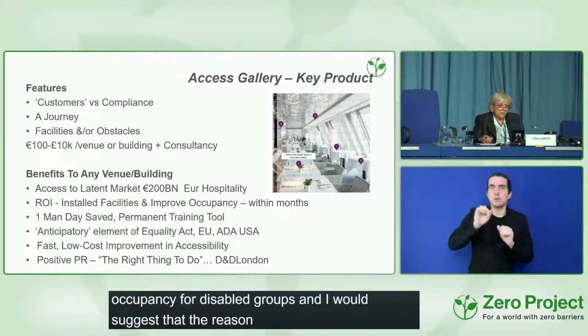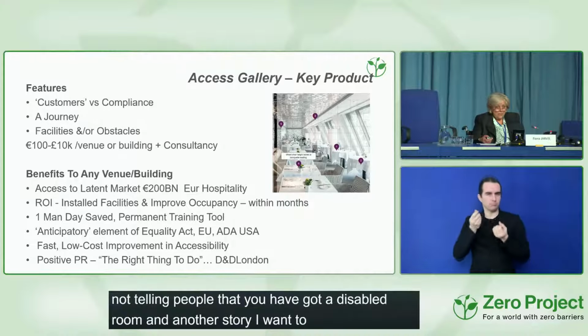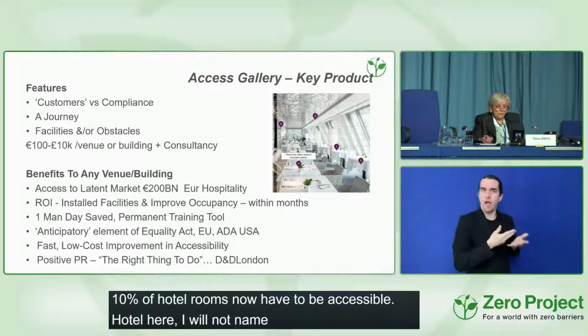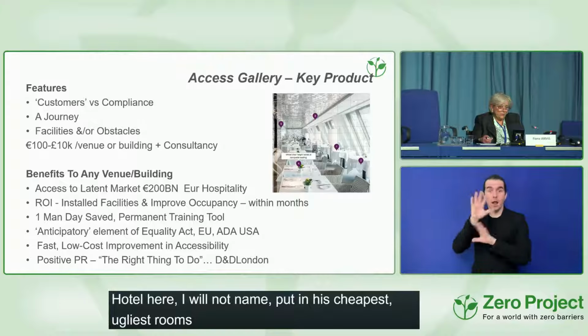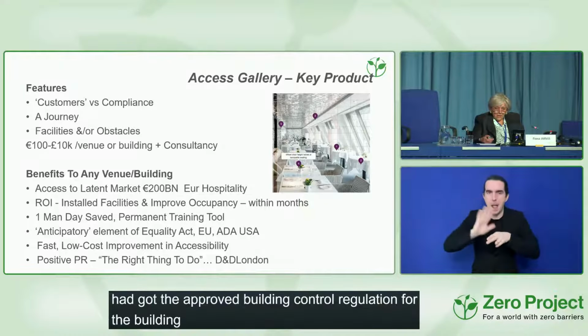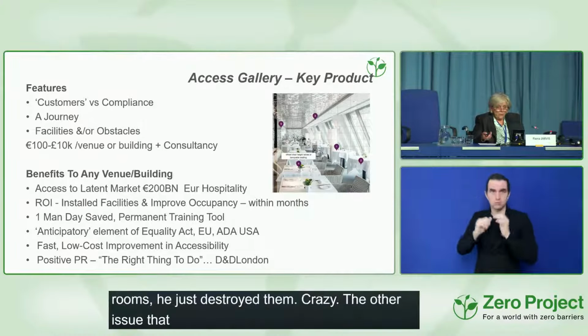Another story I want to share is that in the UK, 10% of hotel rooms now have to be accessible. A hotelier, I won't name, put in his cheapest, ugliest rooms, only for them to be torn out once he'd got the approved building control regulation for the building, and just didn't use the accessible rooms, he just destroyed them. Crazy.